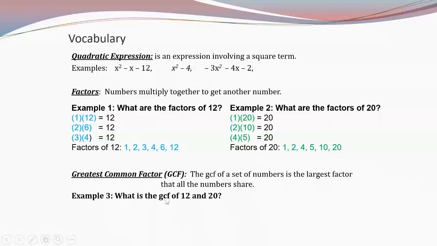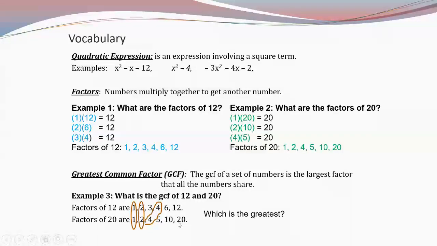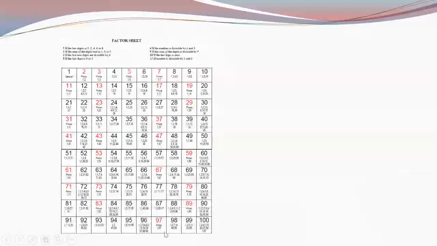Example: we have the factors of 12 and 20. What's the greatest common factor, or the greatest number they have in common? For example, they have in common the 1s, the 2s, and the 4s. But the greatest factor will be the 4. So my GCF, which is the greatest common factor, is going to be 4. That's my answer. So the GCF of 12 and 20 is 4.